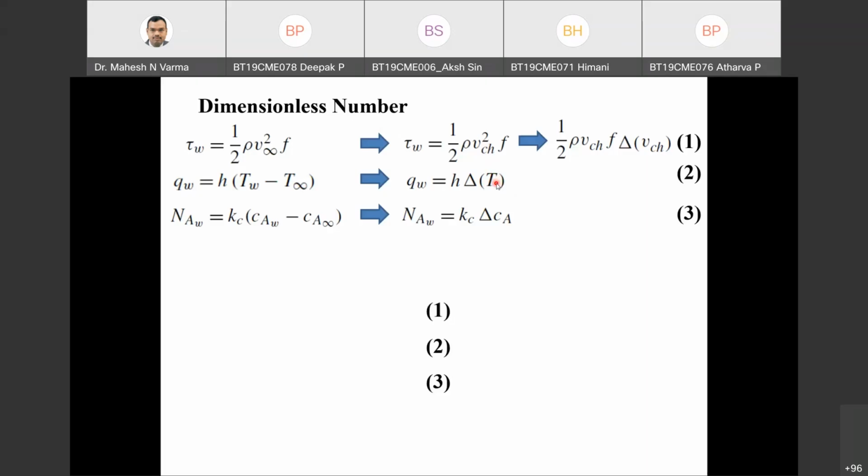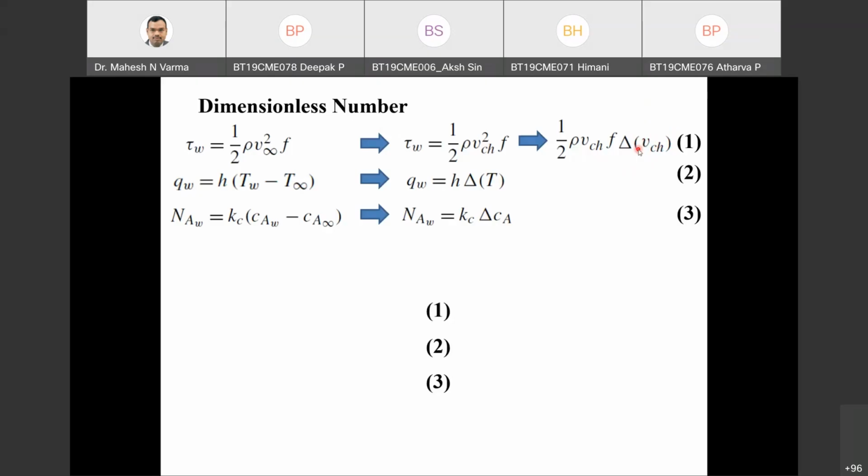We can do one thing. What we have done in molecular transport, we can divide and multiply by density and heat capacity. Very good, heat capacity. Similarly here also, instead of velocity, if I want momentum per unit volume, what can be done?